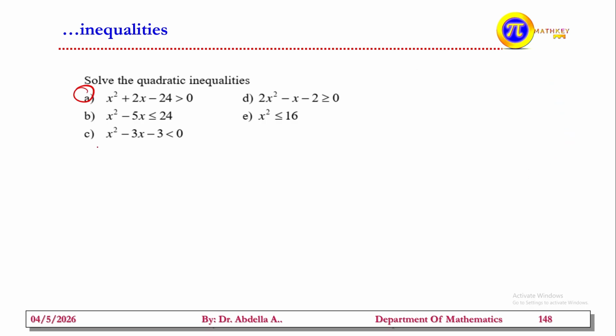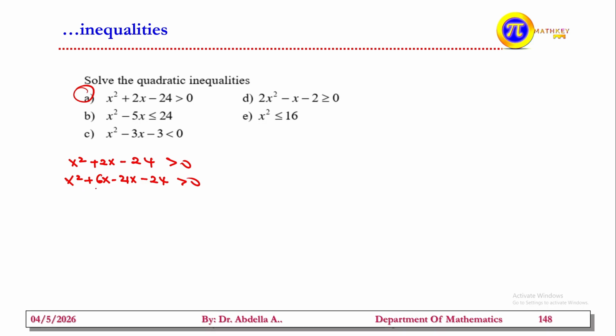The first one is x squared plus 2x minus 24 is greater than 0. If it is possible, you will try to factorize this one. It says x squared plus 2x minus 24. We'll try to find two numbers whose sum is 2 and their product negative 24. They are 6 and negative 4. This is x squared plus 6x minus 4x minus 24 is greater than 0.